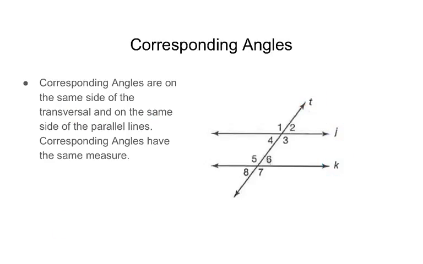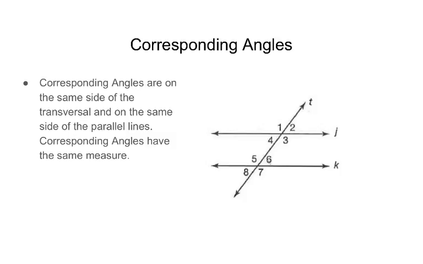So once we know that we have parallel lines and a transversal, or a line that cuts them, we can talk about the angles that are found there. The first type of angles we want to talk about are corresponding angles. Corresponding angles are on the same side of the transversal and on the same side of the parallel lines. Corresponding angles have the exact same measure. So if you have two corresponding angles and one is 125 degrees, so is the other one. So let me show you some examples of corresponding angles.